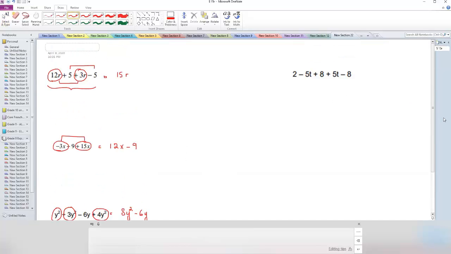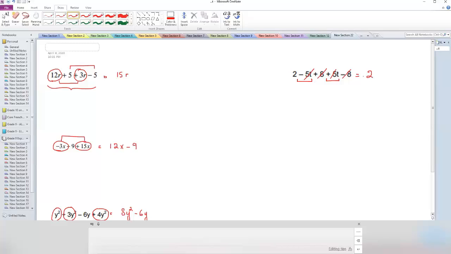Here, there are many terms, but I have to be careful which ones I can combine. I can see here the negative 5t and the positive 5t can be combined together, but they cancel each other, one with negative, one with positive. So I'm going to stay with 2 plus 8, 10, 10 minus 8 equals 2. Or again, the positive 8 and the negative 8 cancel each other, so I'm going to stay with 2.